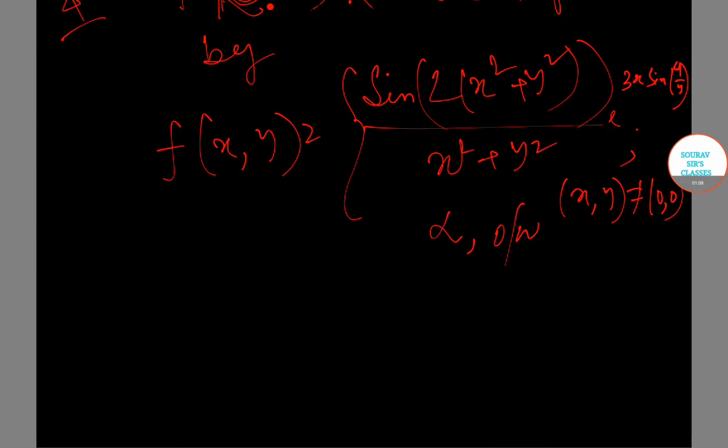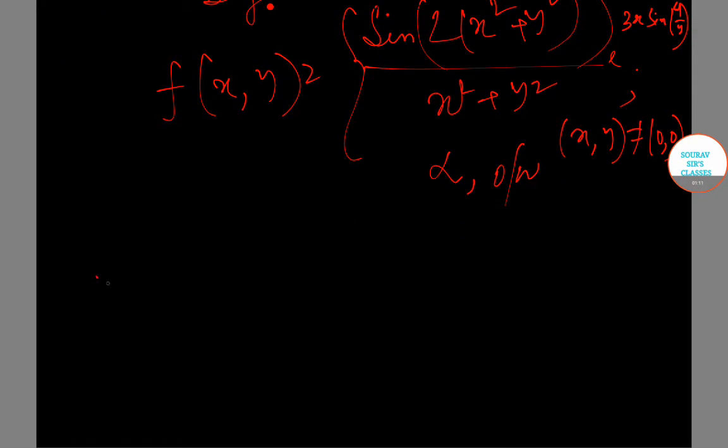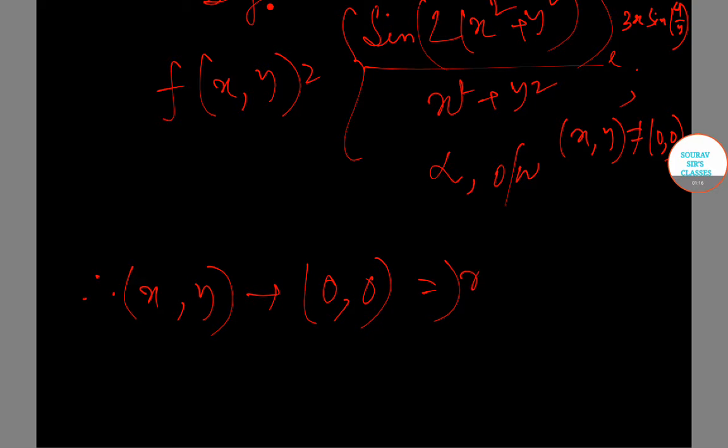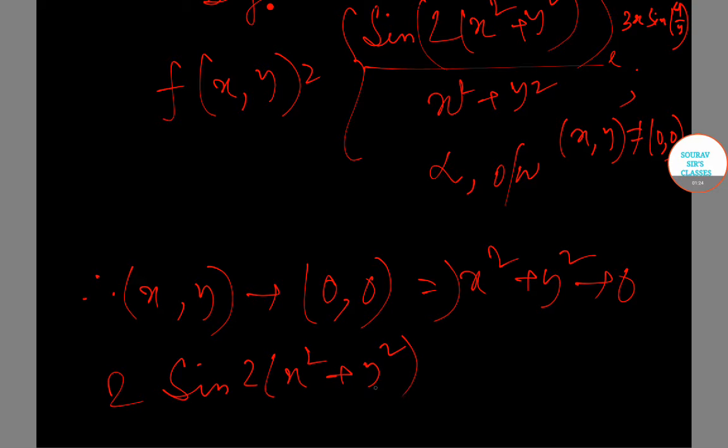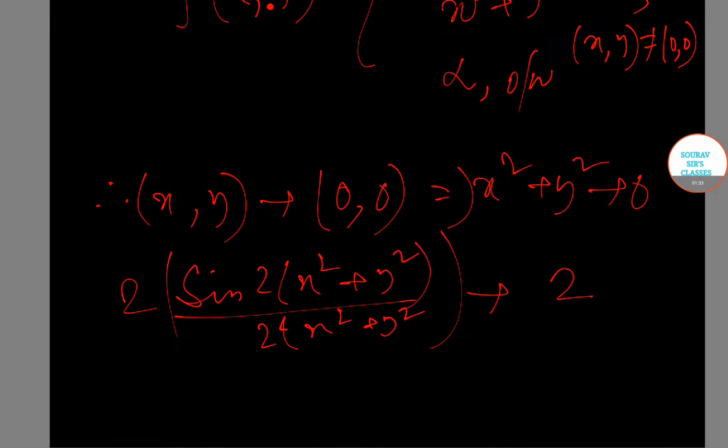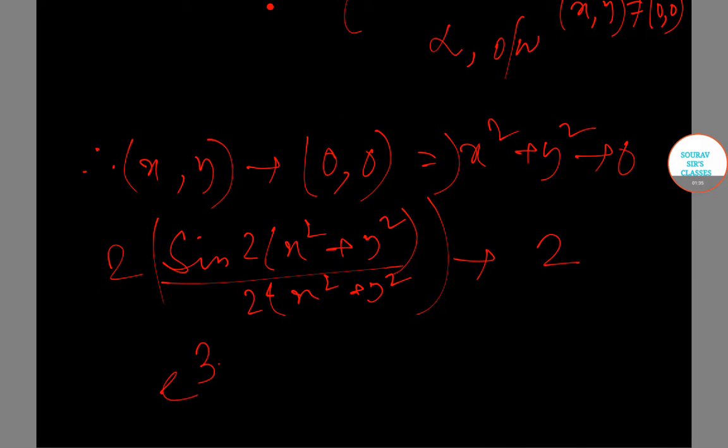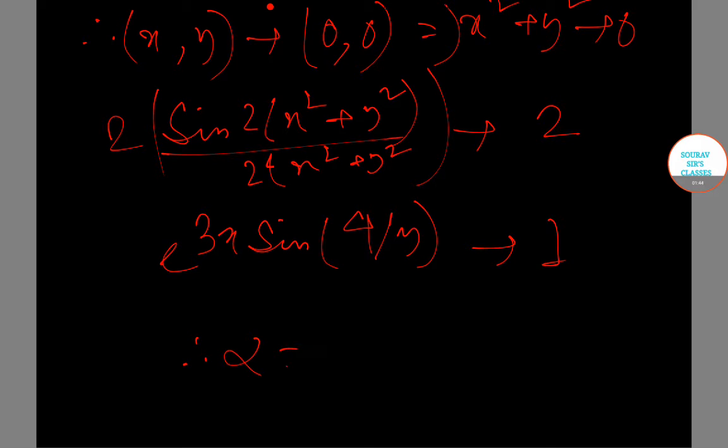Now we can say that (x, y) tends to (0, 0) if x^2 + y^2 tends to 0. So 2 sin(2(x^2 + y^2)) / (2(x^2 + y^2)) tends to 2, and e^(3x sin(4/y)) tends to 1. This means alpha is equal to 2. So the correct option is option B.